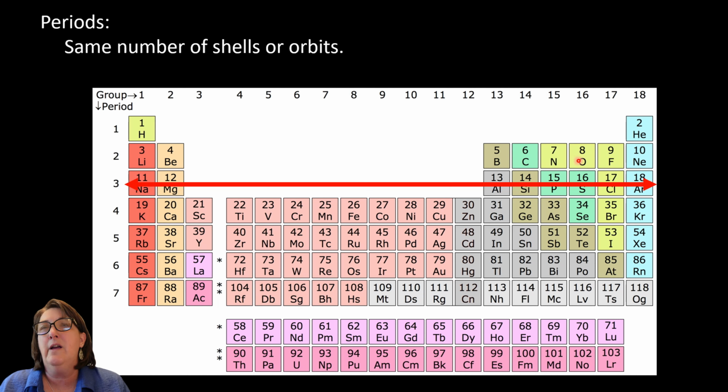I look over here at oxygen. Oxygen's in period 2, so it has 2 rings, and 16 up here where it's group 16, if you take away that 1, that 6 is telling you how many valence electrons it is. So it has 6 valence electrons and 2 rings.